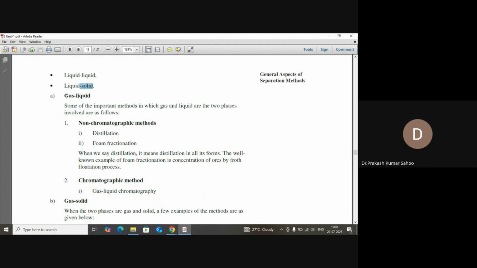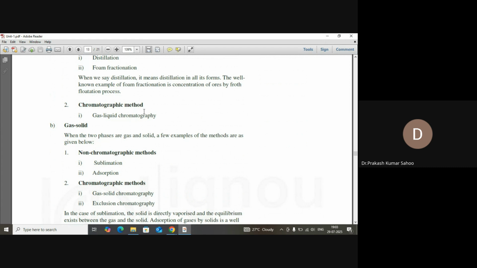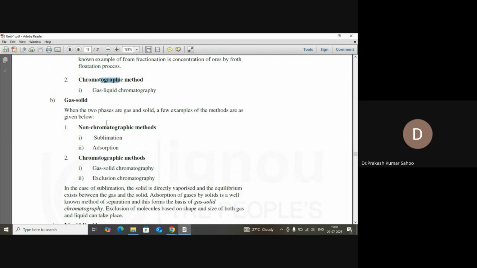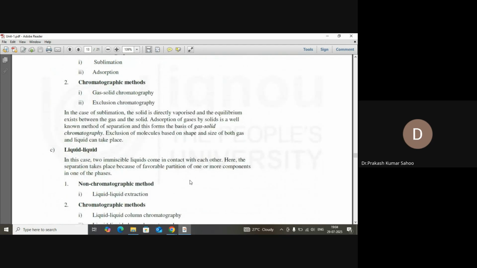Then, if it is gas liquid, then distillation and foam fractionation will be the non-chromatic methods which can be used to separate the two components. And if the same mixture is separated by chromatography, then that chromatography is named gas liquid chromatography, or GLC. Similarly, for gas solid, the non-chromatic methods are sublimation and adsorption. For chromatography, it is GSC, or exclusion chromatography. Gas solid chromatography or exclusion.